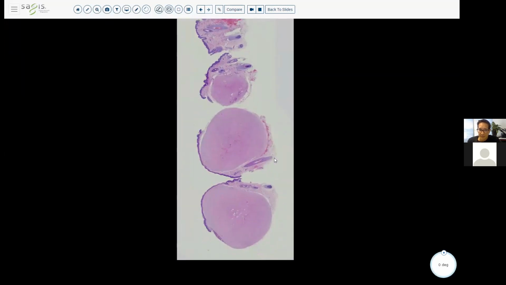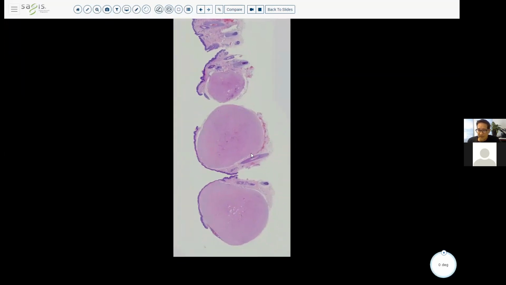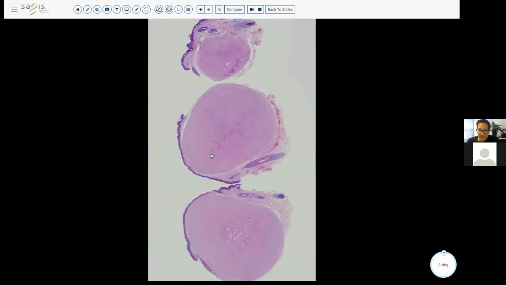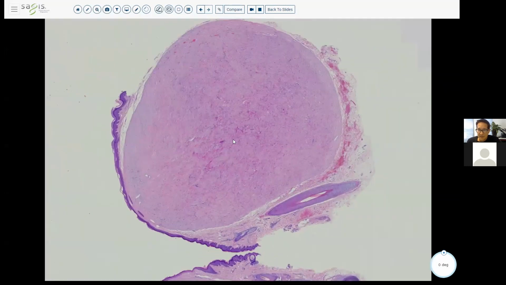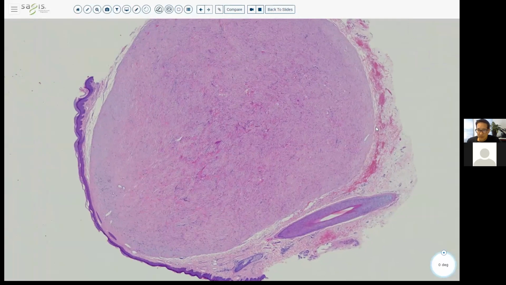Okay, this is our last case of the day. This one is in the dermis, a dermal nodule. The overlying epidermis looks relatively normal, maybe thinned in some areas where this nodular lesion is pressing up against it, stretching it out a little bit. Let's go ahead and zoom in. Really well circumscribed nodule here.